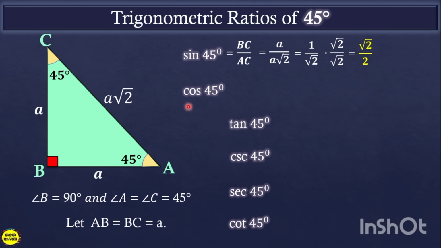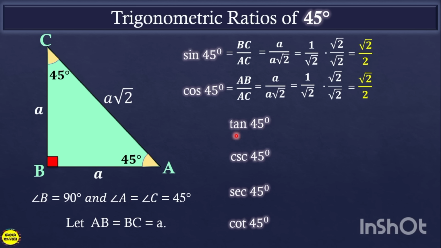So, cosine is adjacent over hypotenuse. So, ito po yung adjacent natin. So, ito, adjacent A, okay, A over hypotenuse. So, A over A square root of 2. So, makakancel na natin to. So, 1 over square root of 2. And then, kagaya lang po nito, okay, so we will also get square root of 2 over 2.